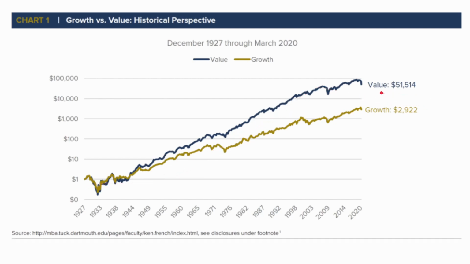We see here that value, if you held a basket of value stocks, a value index from 1927 to 2020, and you held a basket of growth stocks, value would be 51,000, whereas growth would be 2,000, almost 3,000. So we can see massive outperformance of value over time, and that's actually what the academic and real-world data suggests, is that over time, value outpaces growth in terms of market rate of return.